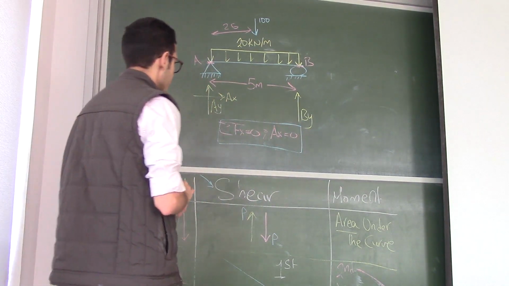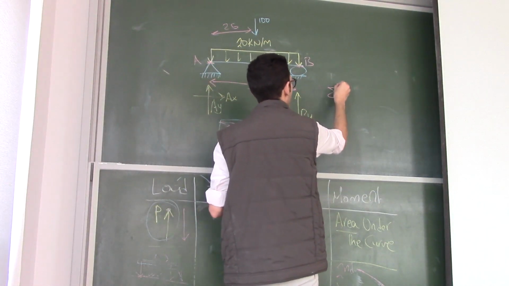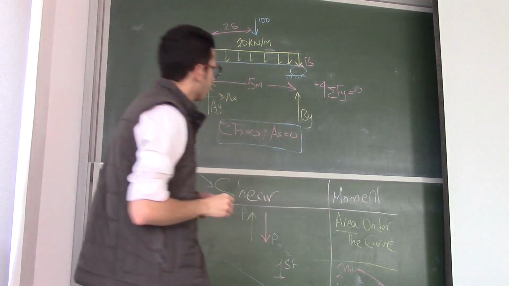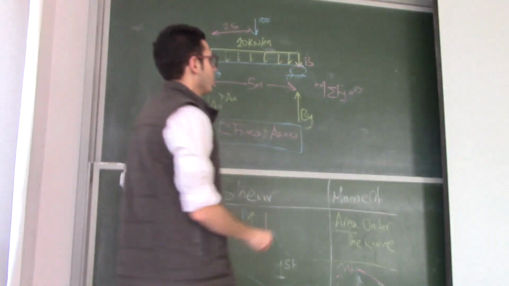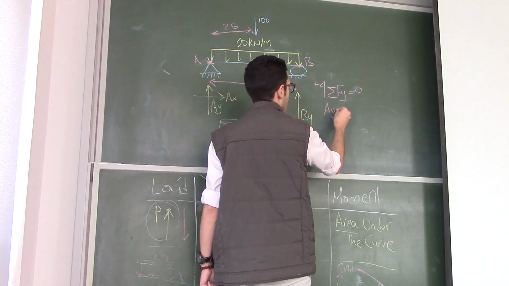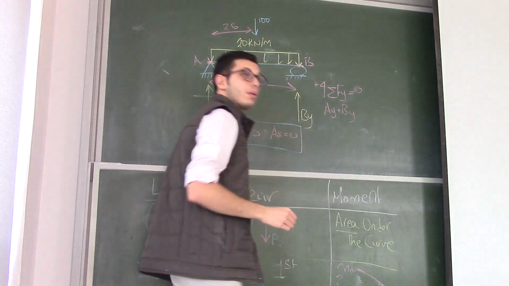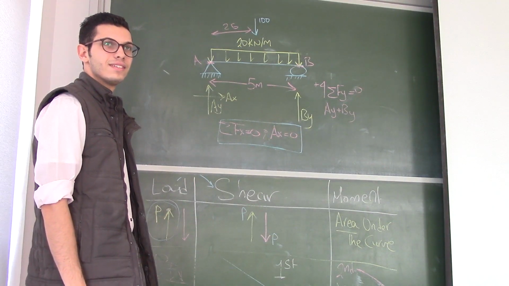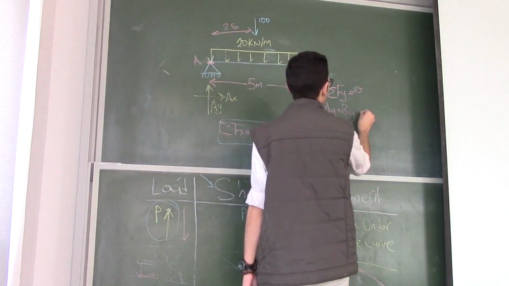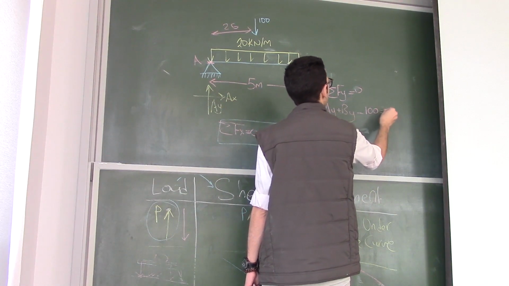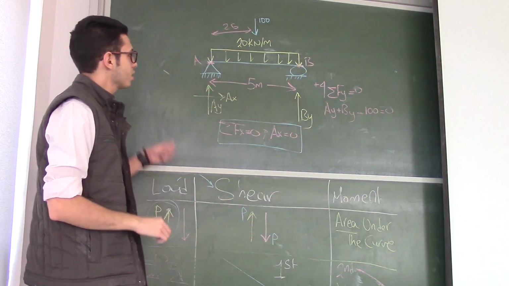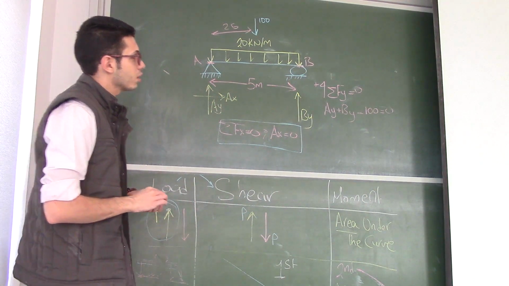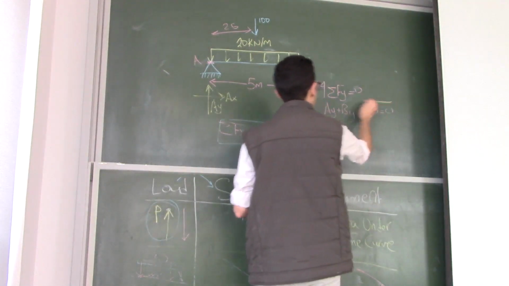The second one, the summation of the forces on the y should equal 0. What are the forces on the y that we got? We have AY plus BY. Both of them are positive because they are upward. Minus 100, equal to 0. This is equation 2.